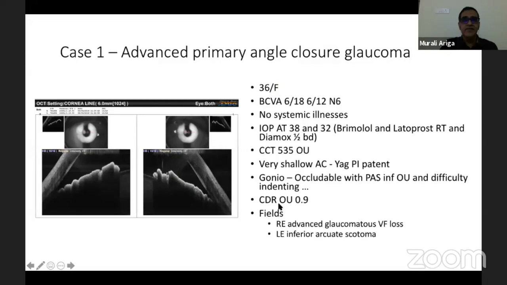And some case examples of where I have done this: advanced primary angle closure glaucoma where the patient was refusing surgery. And we dread the complications of advanced angle closure glaucomas, in which you dread shallow ACs and other complications. This patient agreed to undergo this procedure and has done extremely well after the micropulse cyclophotocoagulation. This is a patient with good vision.